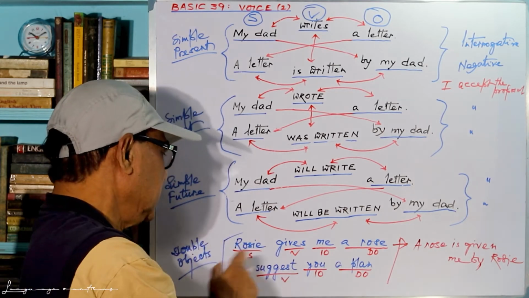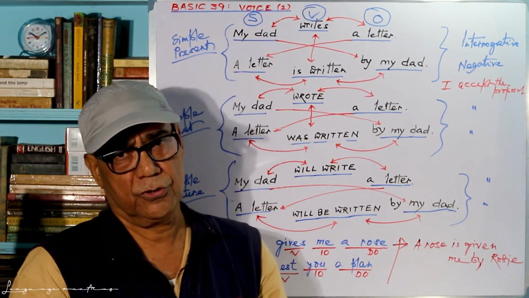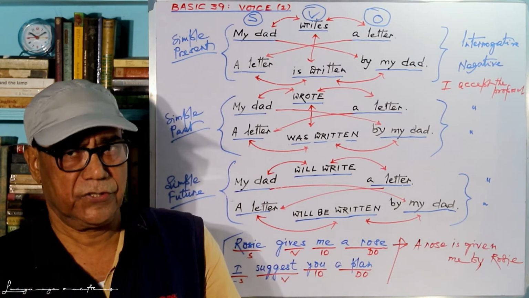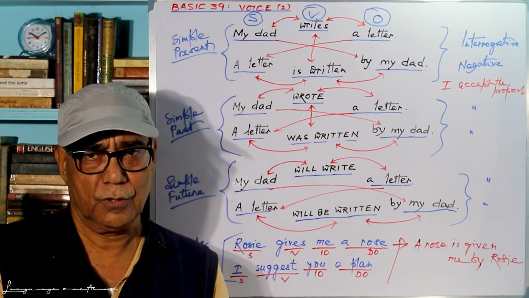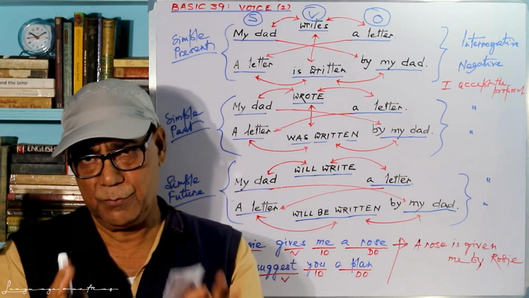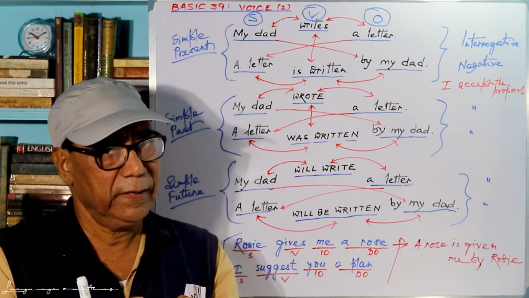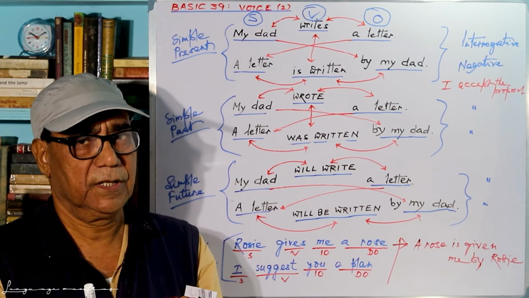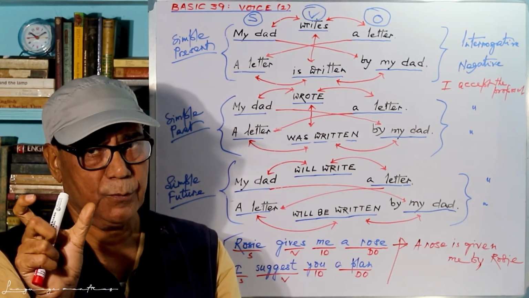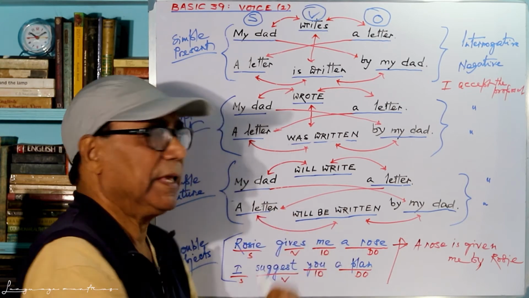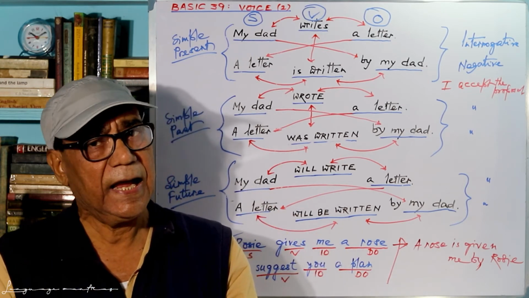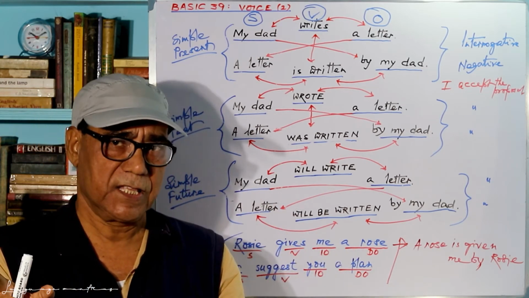We have an example. Rosie gives me a rose. There are two objects here. Rosie gives me a rose. Rosie is the subject, gives is the verb, me is an object. Me comes from I, the pronoun I. It has an object in the form of me. This is one object, and a rose, that is another object.